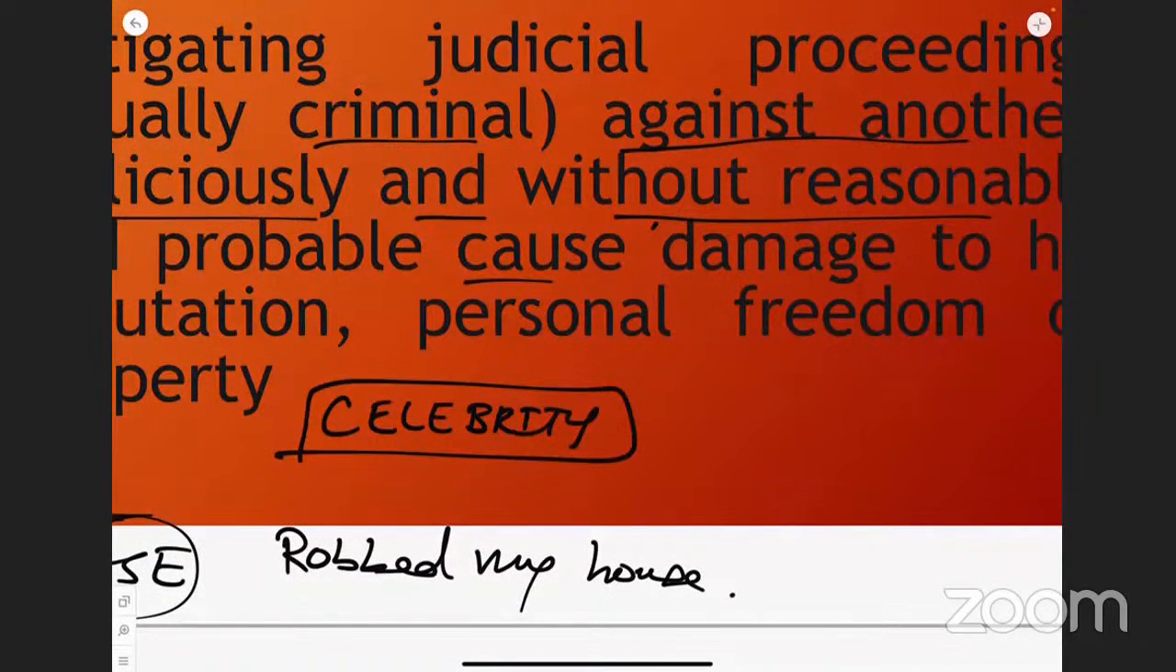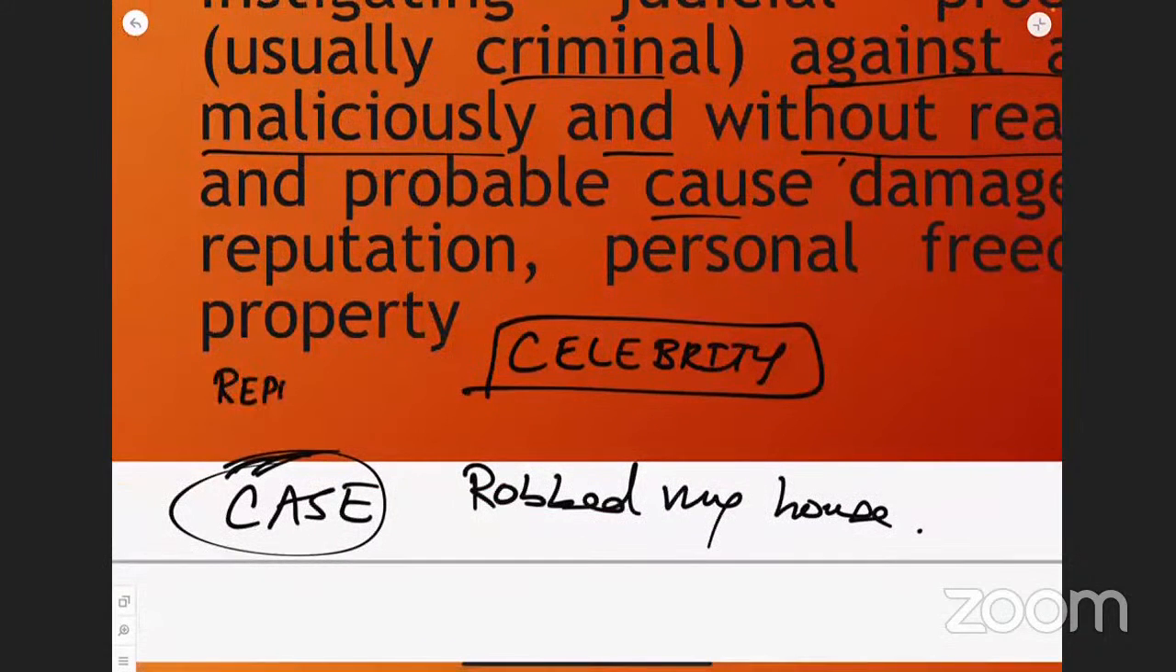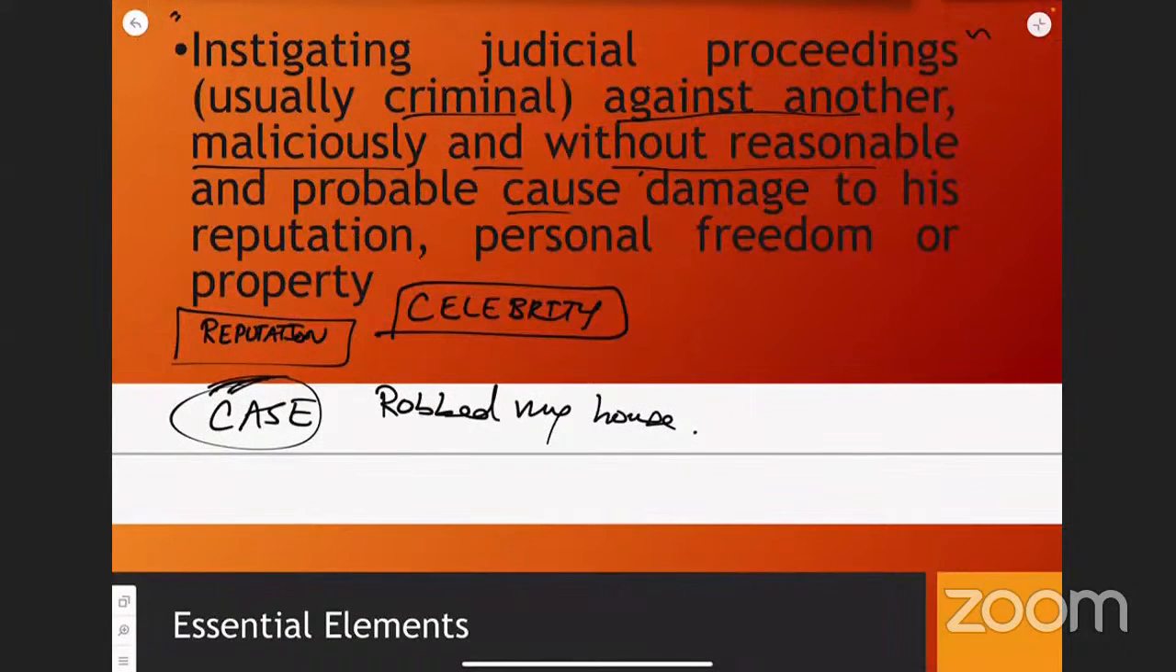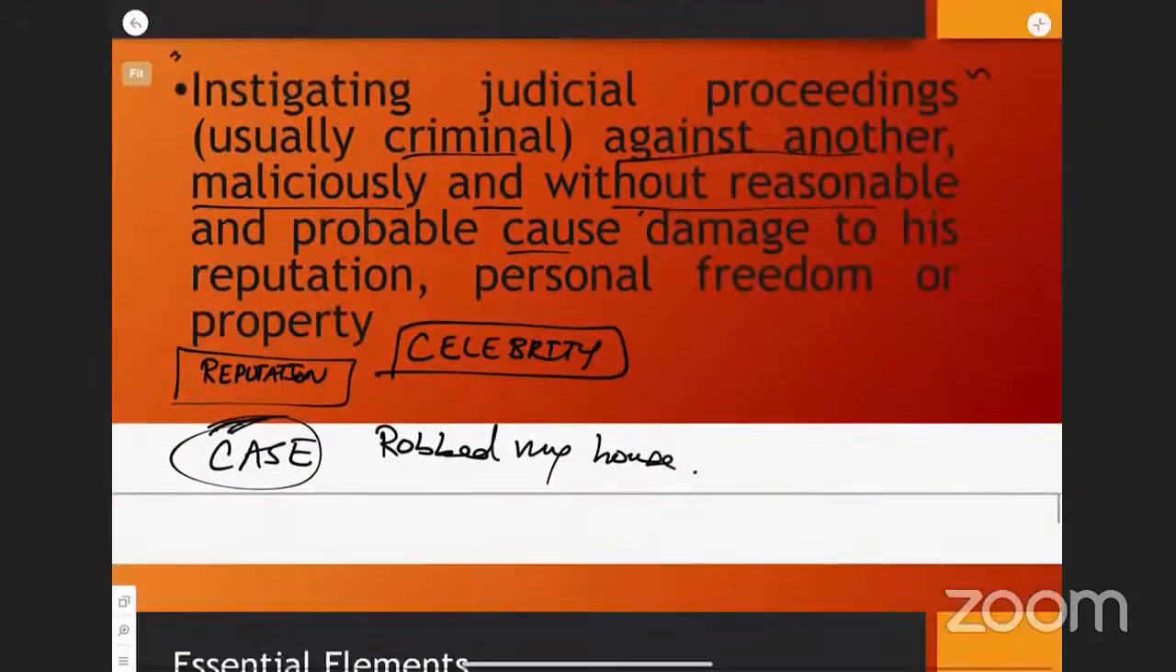So the celebrity's main asset is what? Reputation. They have a good reputation in society. So if I go and file a false case, then their whole reputation is gone. So what will happen? The reputation is affected and their personal freedom and safety is affected.